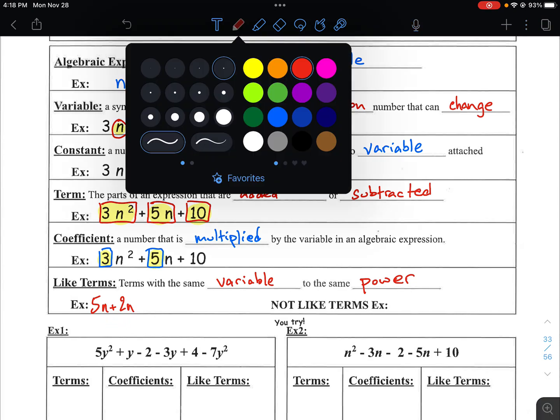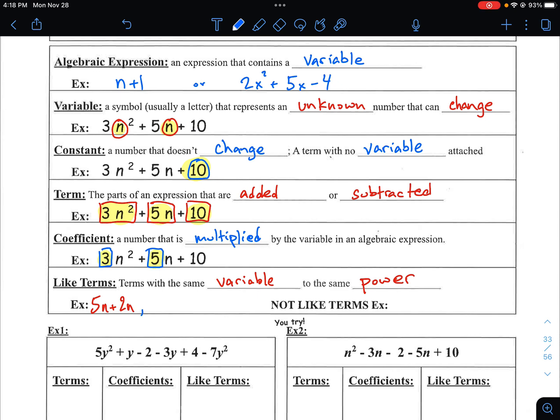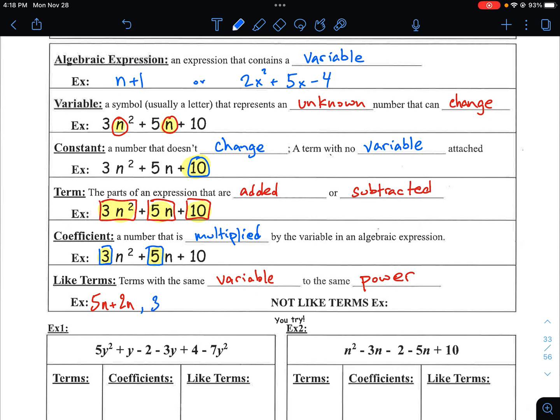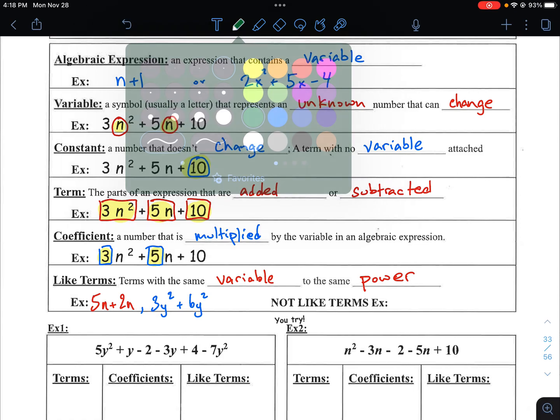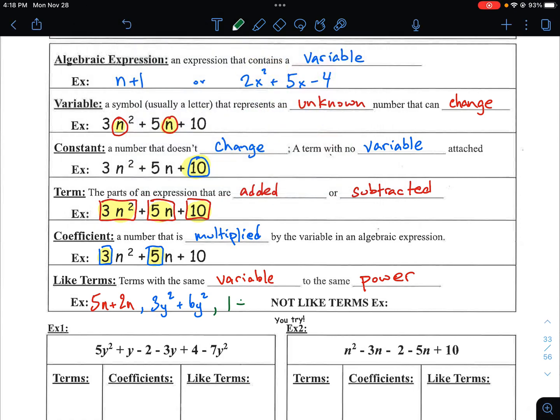Let's do another example. 3y squared, or to the second power, plus 6y squared. These are both like terms because they both are y's, same variable, and it's to the same power. Let's do one more example of like terms. 1 plus 2. Both of these are like terms, 1 and 2. They're both like terms because neither of them have variables, which means we can actually combine them.